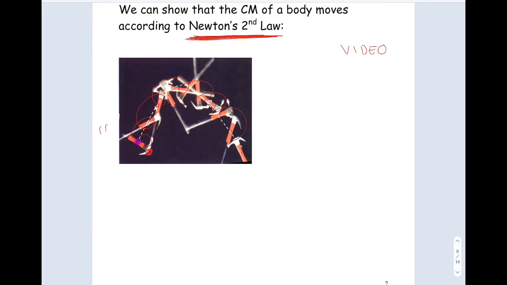So that dot just follows a parabolic path because the only force acting on the object is its weight, and that weight appears to act at the center of mass. So we want to show that the center of mass of the moving body acts as if the net force is applied at that point. So I'll show you that video.